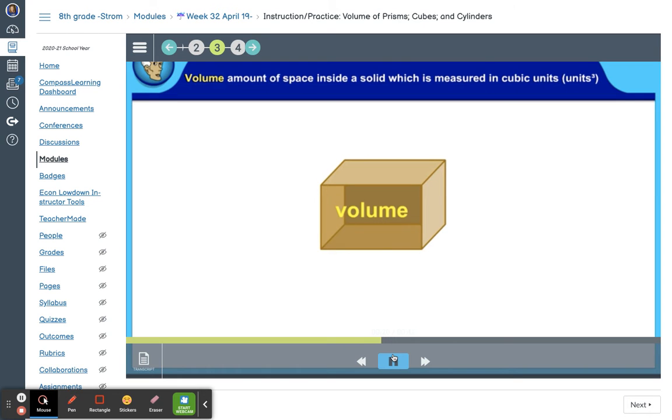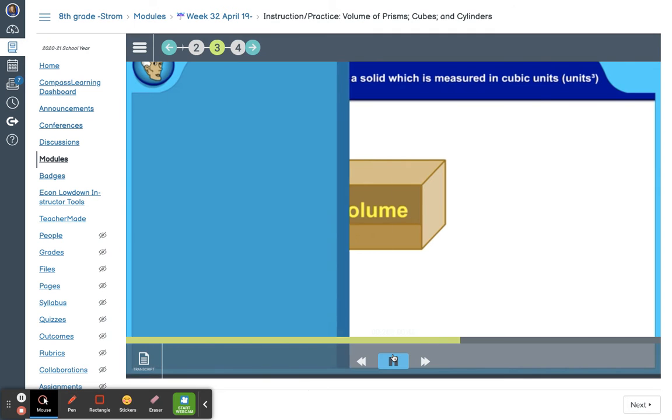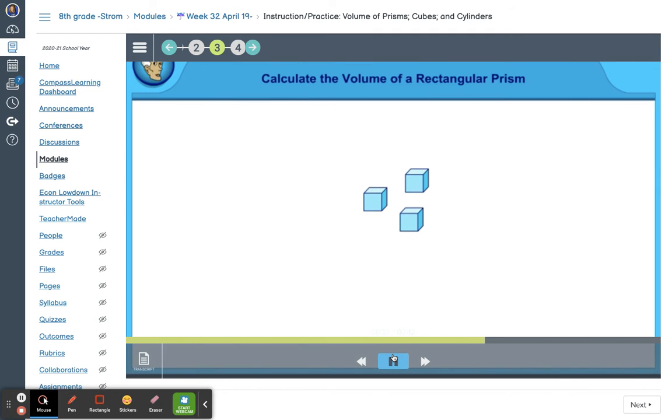Volume describes the amount of space inside a solid and is equal to the number of cubic units it takes to fill the solid. Each solid, or three-dimensional figure, has a unique formula for finding its volume.